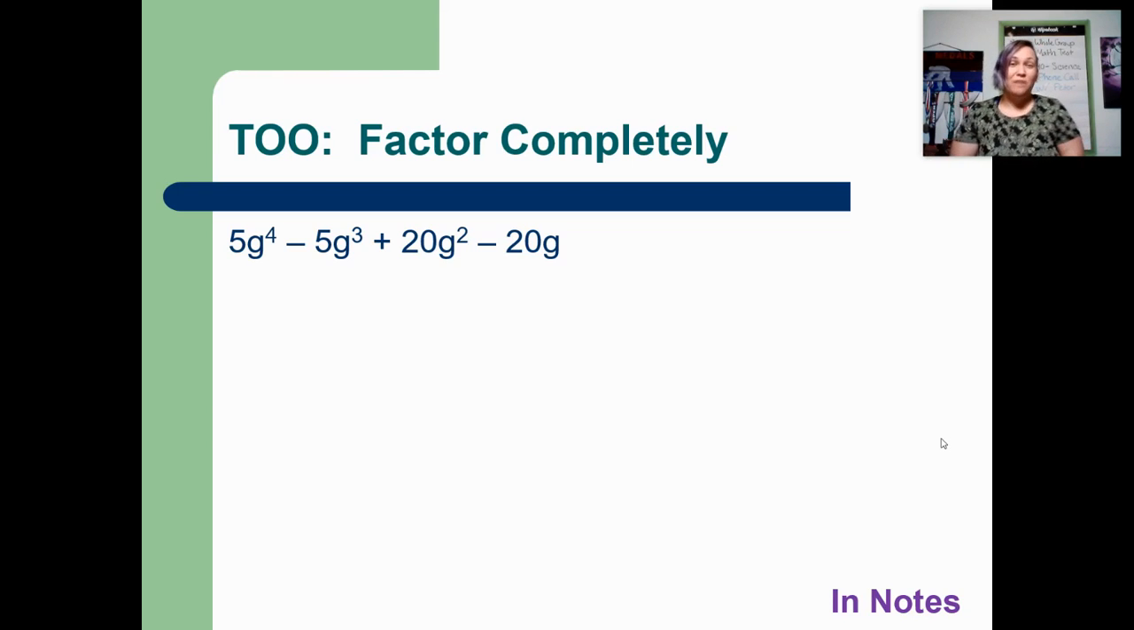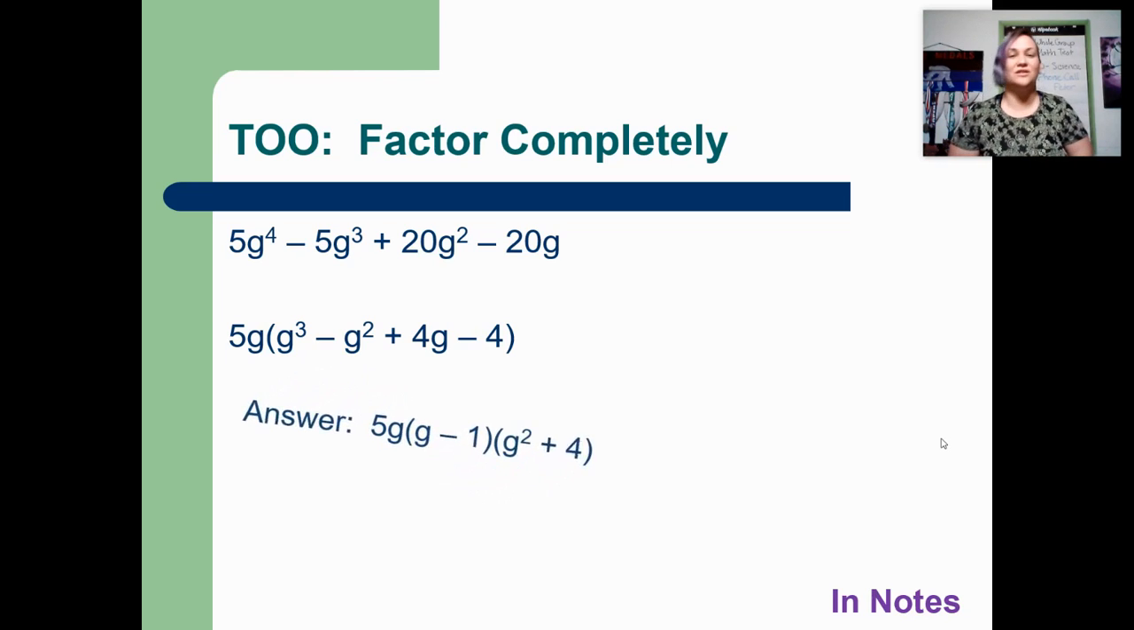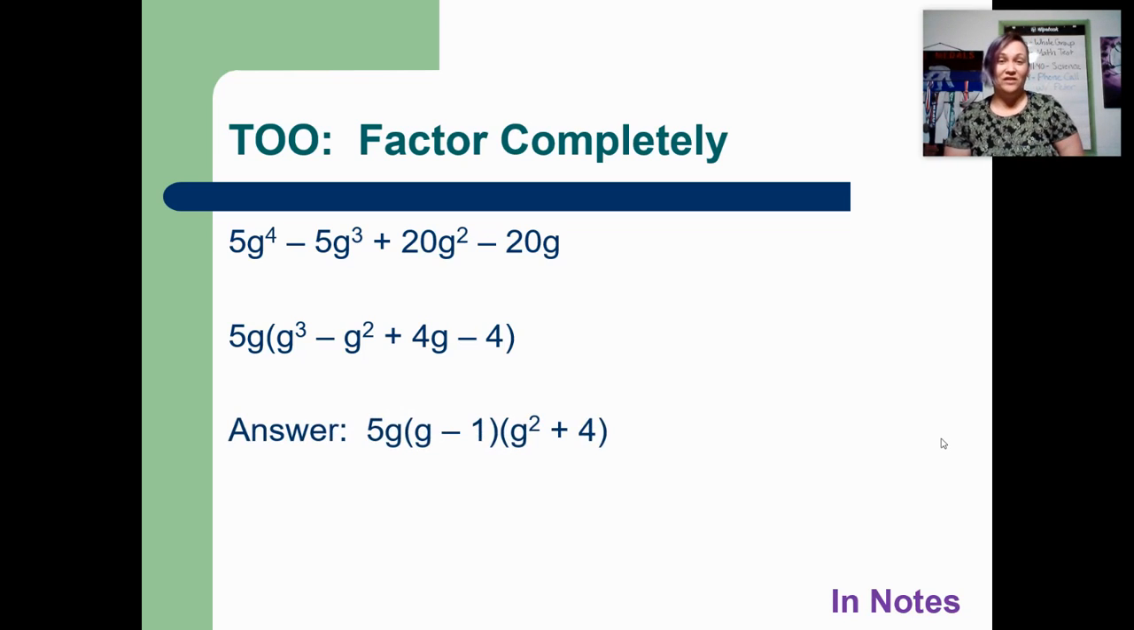Maybe you started this problem by taking out a GCF. If you did, that GCF was 5G. If you didn't, that's okay. I hope you noticed by the end of the problem that there was a GCF of 5G and that you took it out before finding your final answer. This is what I got for my final answer. The order of the parentheses doesn't matter. It's what's inside that counts. So make sure you have a 5G at the very beginning. One of your parentheses should be G minus 1, and the other one should be G squared plus 4. This is the end of our videos for today.